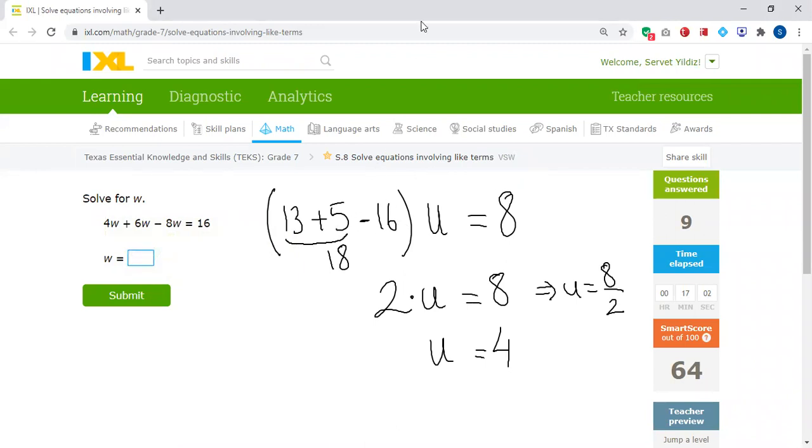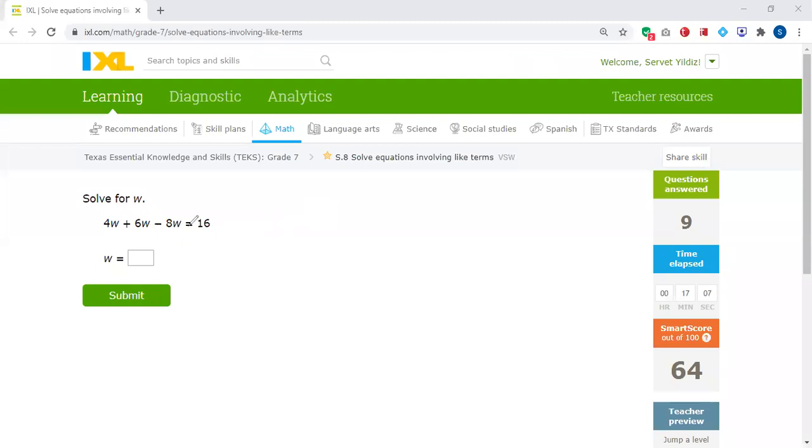And the next one. The w's here are the variables. So these are like terms, because all the terms have the same variable.